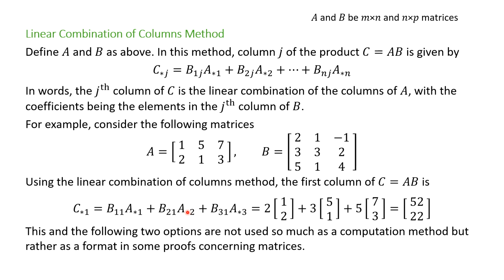For example, in a computer program, maybe you only need one column at a time based on some result, or in different proofs, it's sometimes convenient to just talk about a column at a time. And so this gives you a way of doing that. I have yet another way of looking at this in the next slide to reinforce the point.